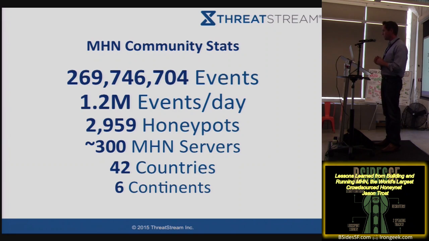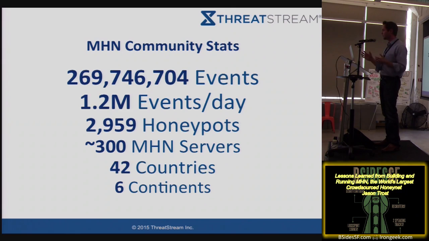We can see the IP addresses of the MHN servers submitting data back to us, and if you aggregate those by /16, there's 286 of them. If you just take the raw IP count, it's 428. So the number is somewhere in between because of DHCP churn. So we're not really sure. These servers and honeypots are deployed across 42 countries and 6 continents, which is pretty amazing if you think about the global spread that this project has gotten in really less than a year's time.